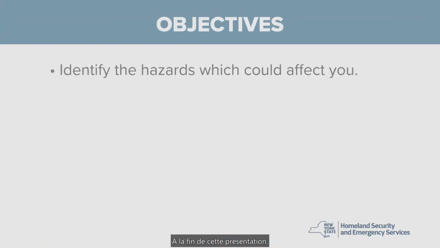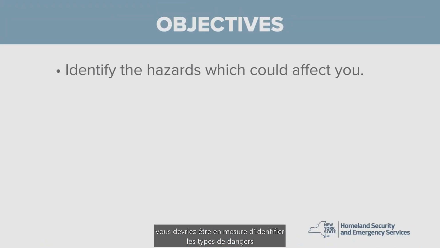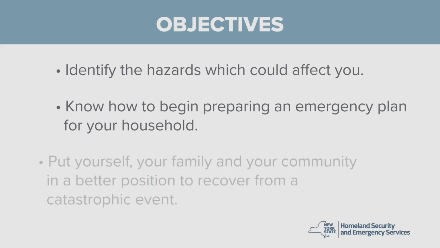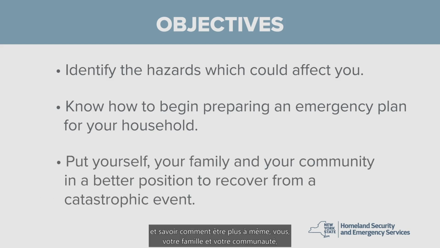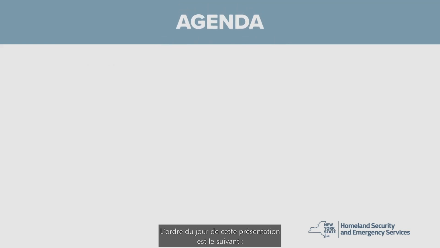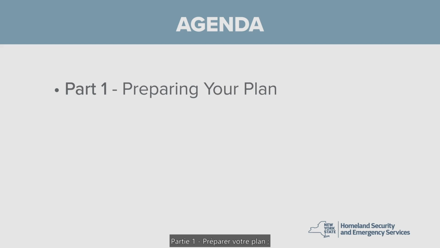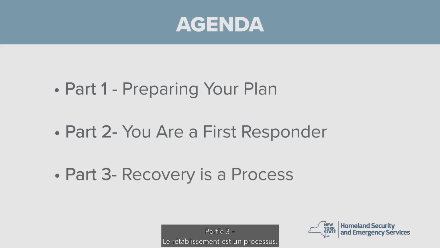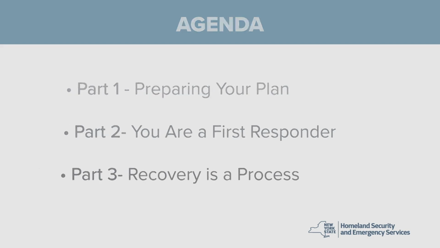By the end of this presentation, you should be able to identify the types of hazards which could affect you and your family, know how to begin preparing an emergency plan for your household, and know how to put yourself, your family, and your community in a better position to recover from a catastrophic event. The agenda for this presentation is as follows. Part 1, preparing your plan. Part 2, you are a first responder. Part 3, recovery is a process.